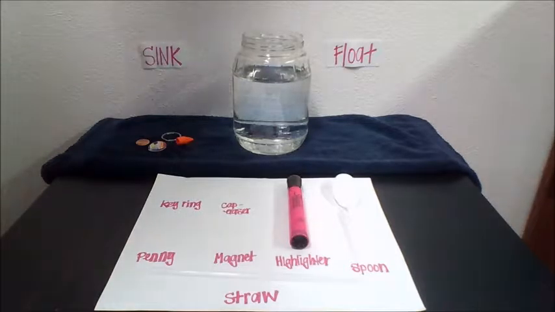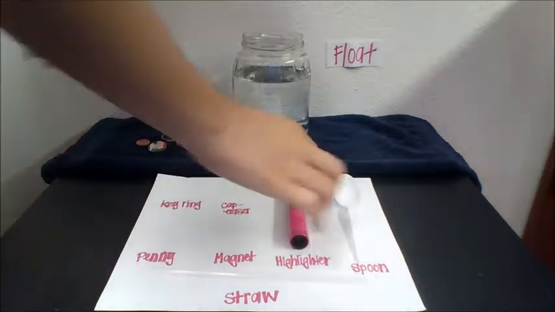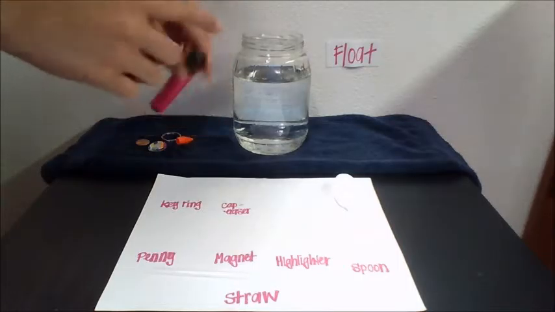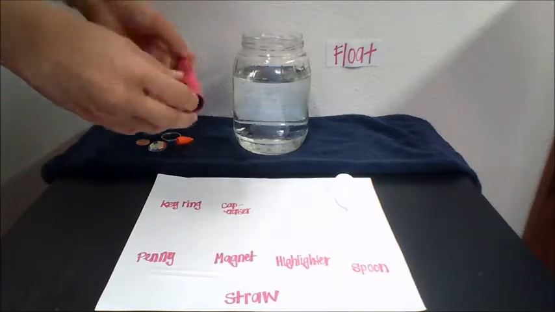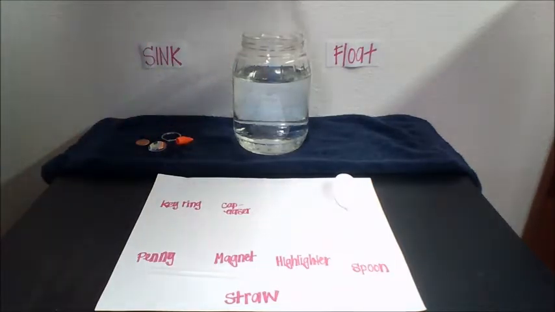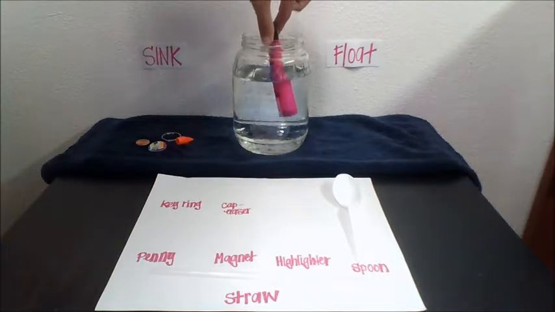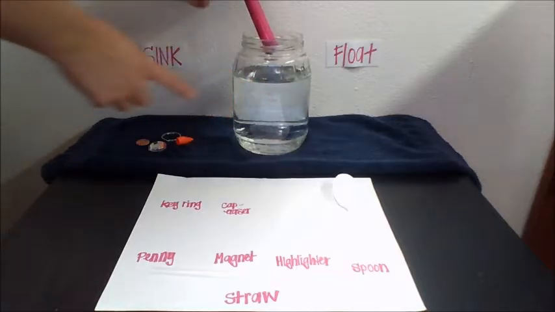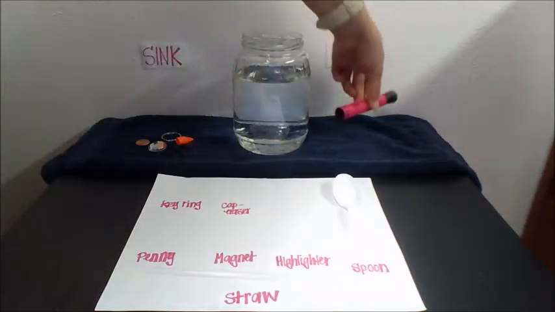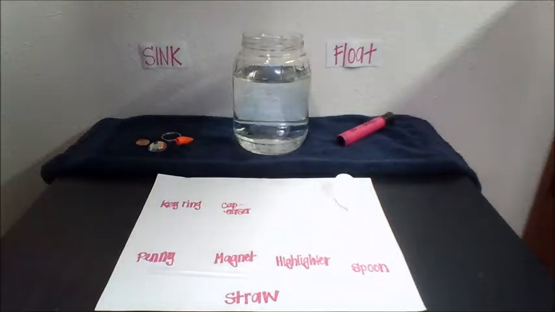Next, let's test the highlighter. Now the highlighter is circular on the bottom and the top, and it has a little hole in there on the bottom, but even though it has a little hole, doesn't mean it will float. So let's see what happens. Actually, the highlighter did float because the highlighter is less dense than this liquid, which means it will float. So we're going to put the highlighter under float.